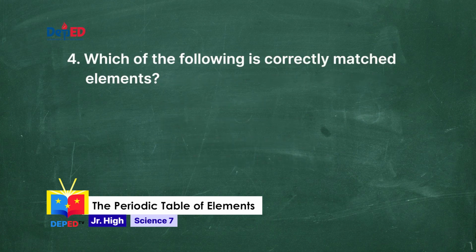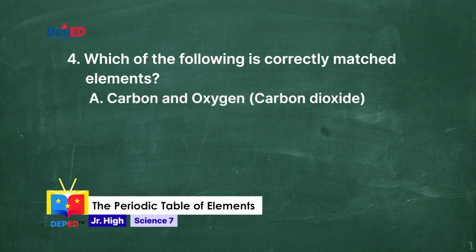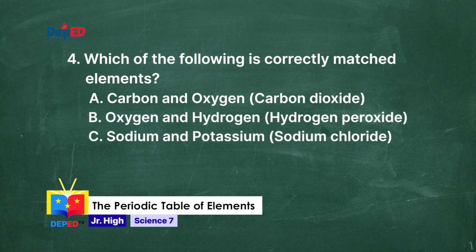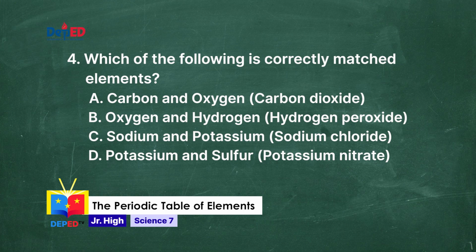Number 4. Which of the following is correctly matched elements? A. Carbon and oxygen for carbon dioxide. B. Oxygen and hydrogen for hydrogen peroxide. C. Sodium and potassium for sodium chloride. D. Potassium and sulfur for potassium nitrate.